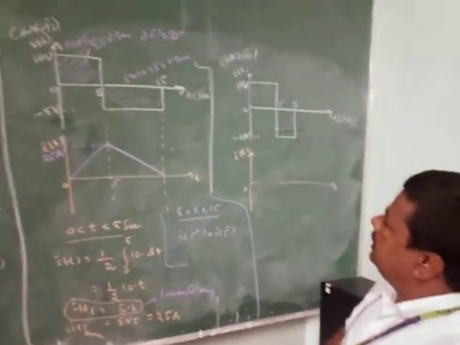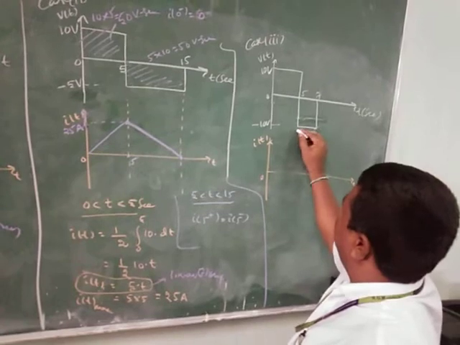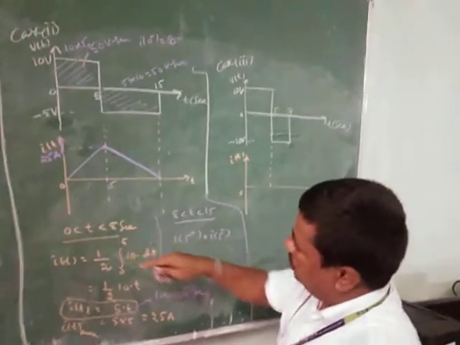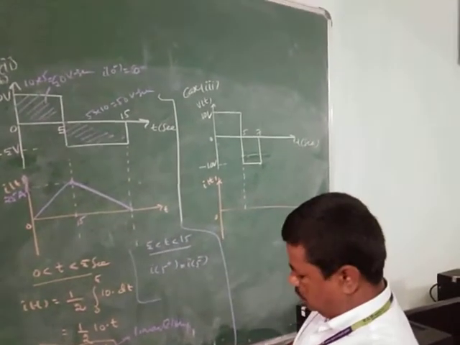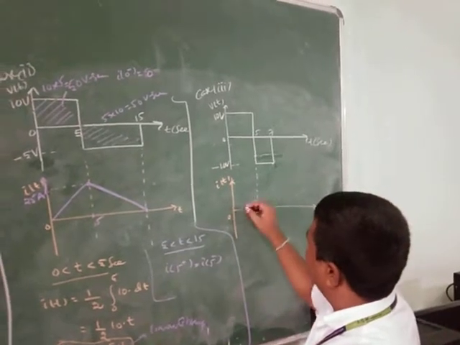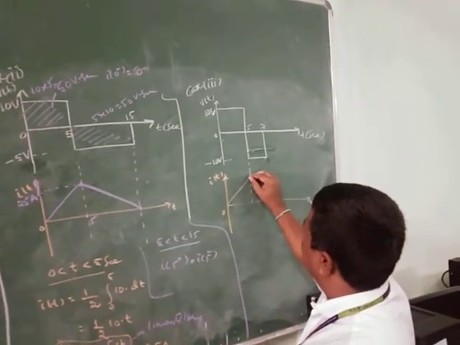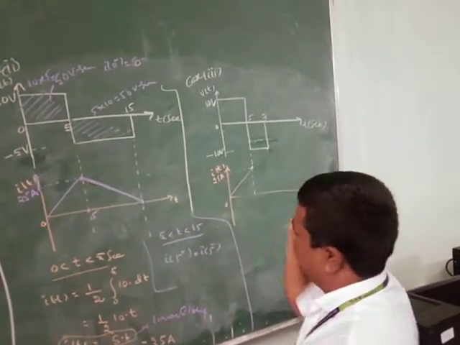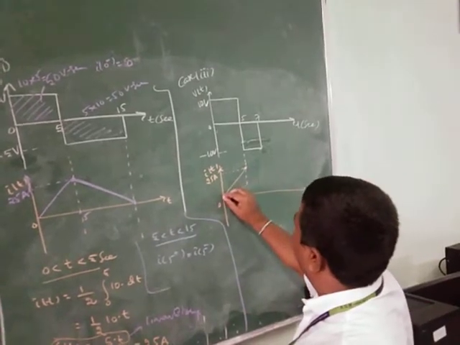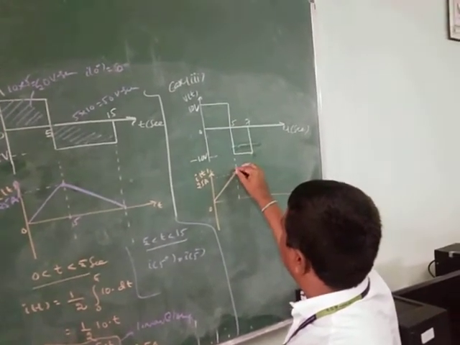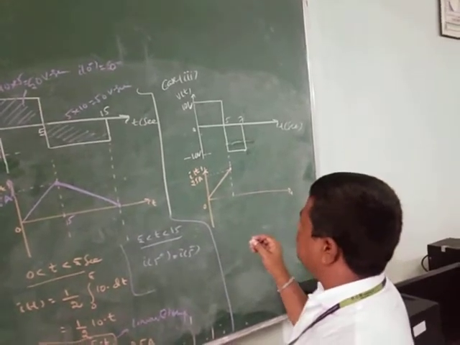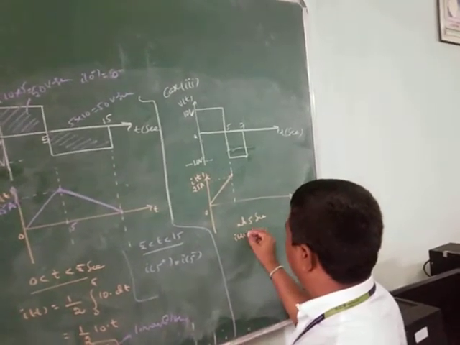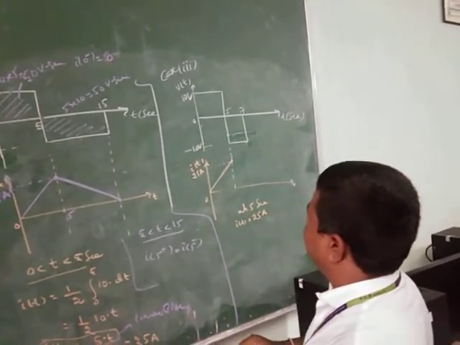Here the last case is, observe here, a positive cycle 10 into 5, same as the previous case, 10 into 5. So the current slowly increases, 5t. At 5 it is the maximum, that is equal to 25 amperes. At 5 seconds, I of t is equal to 25 amperes.